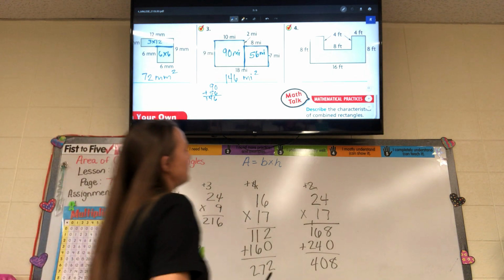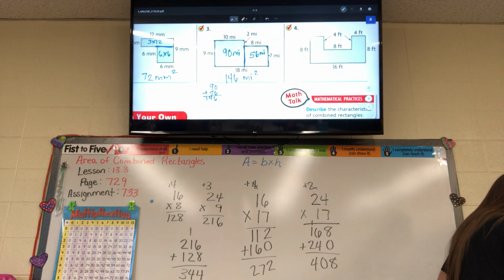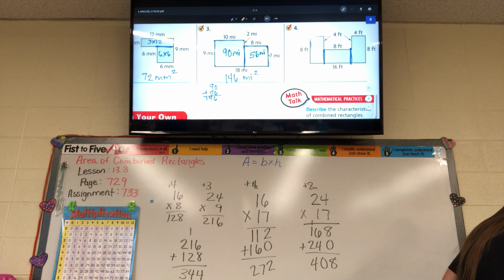Okay. Now we're going to have to do 3. Okay, so let's do this and this. Now for this first rectangle, it's going to be 8 times 4, right? Okay, 8 is my height times 4 is my base. So that would be 32 feet. And then over here is the same. 4 and 8, so 32.